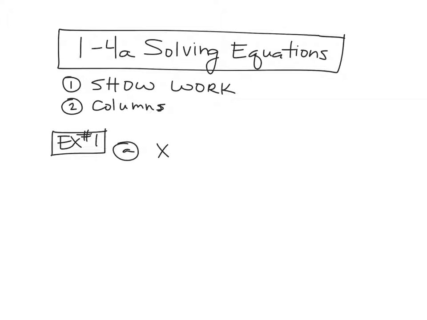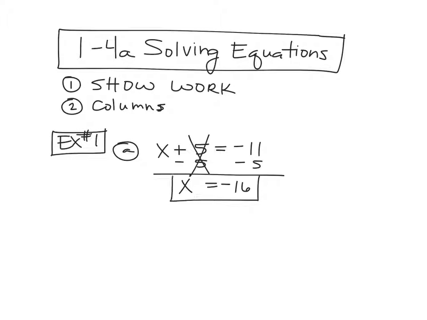We are just literally solving equations, and this is a one-stepper. How do you solve that? You subtract 5 from negative 11. You subtract 5 from both sides. Remember, whatever you do to one side, you got to do to the other. This is 0, so x equals negative 16. Okay? You should all be very familiar with that.